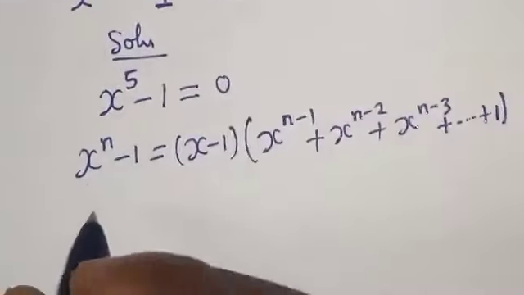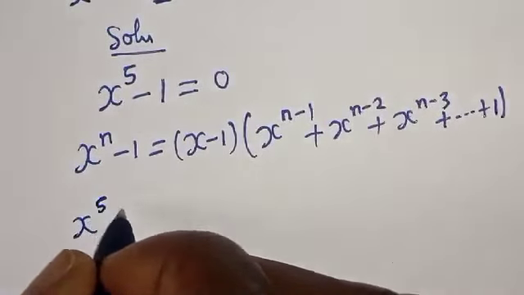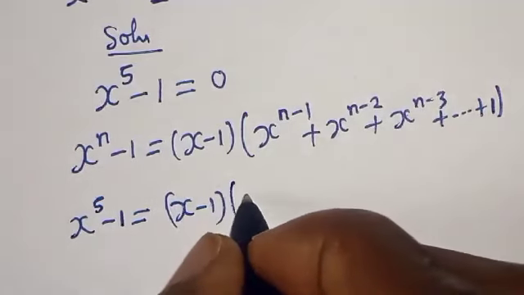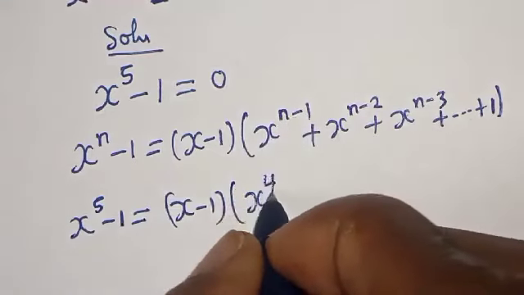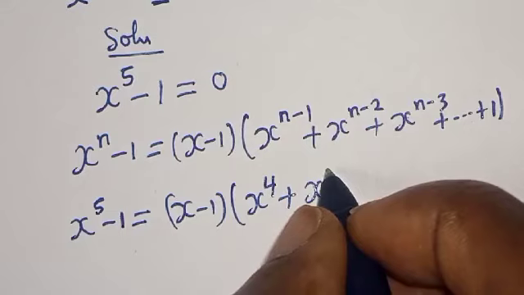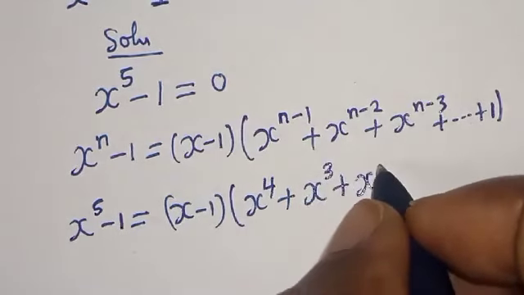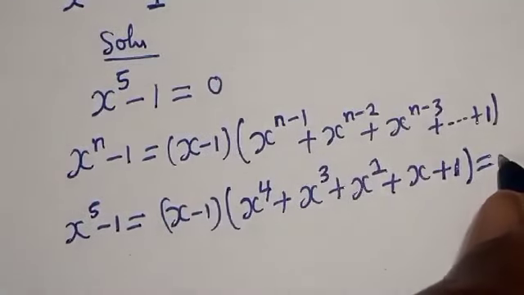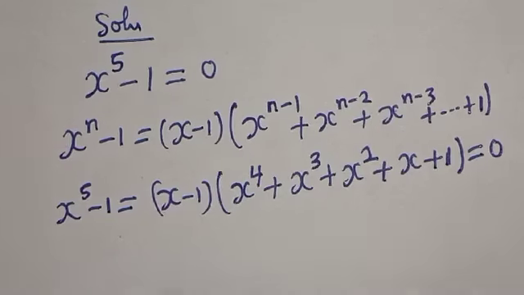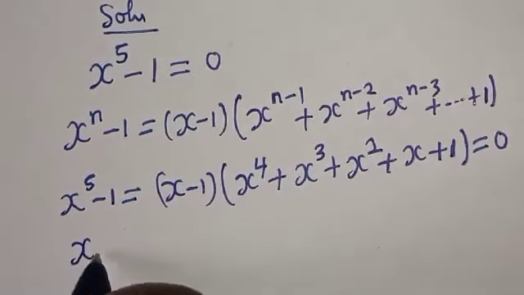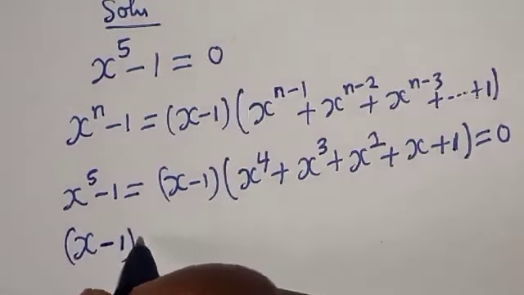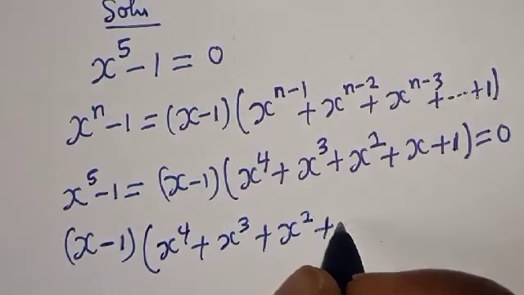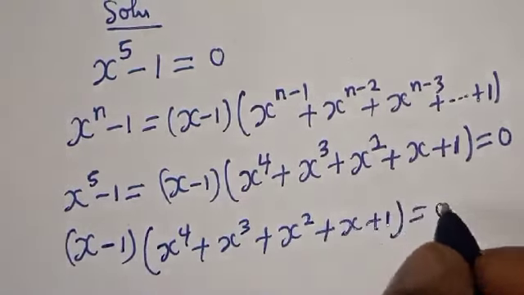Now, x raised to the power 5 minus 1 is equal to x minus 1 bracket, x raised to the power n, which is 5 minus 1, that will be 4, plus x raised to the power 5 minus 2, that is 3, plus x raised to the power 2 plus x plus 1 is equal to 0. Now we have x minus 1 bracket x raised to power 4 plus x raised to power 3 plus x squared plus x plus 1 is equal to 0. Now there are two cases here.